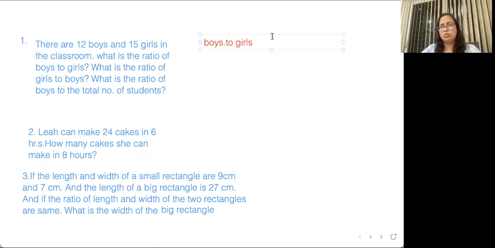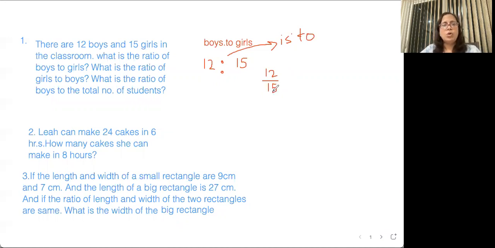So we can write boys to girls equals, as we know, we have 12 boys and 15 girls. So we write 12 and 15 using this colon. 12 is to 15. So what is the ratio of boys to girls? That is 12 is to 15. In a fractional form, we can write it as 12 divided by 15, or numerator is 12 and denominator is 15.